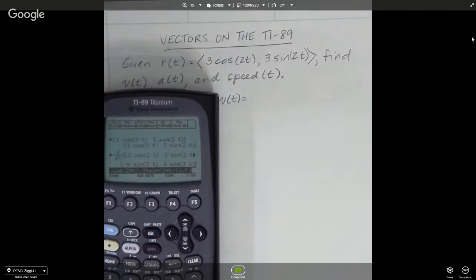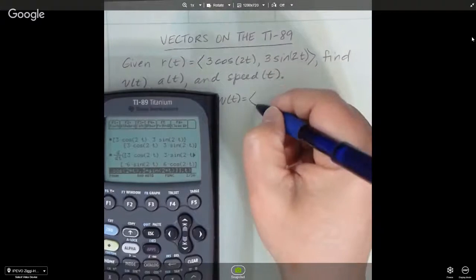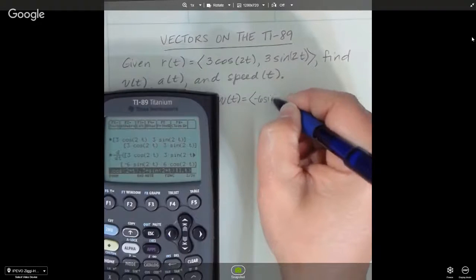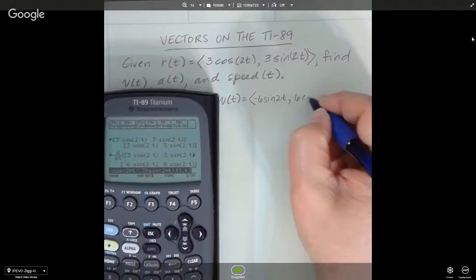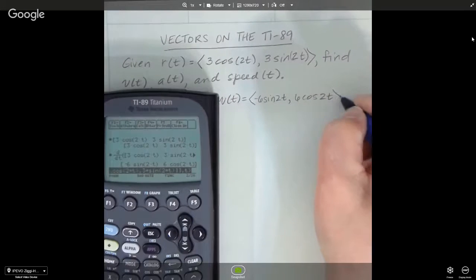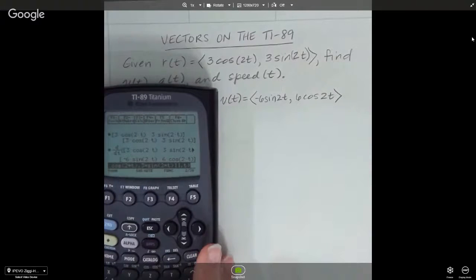And there is our velocity vector, which is -6 sine 2t, comma, 6 cosine of 2t. I chose that one because we could do that one without a calculator. I just wanted to do an easy one so that we would know what we were doing.